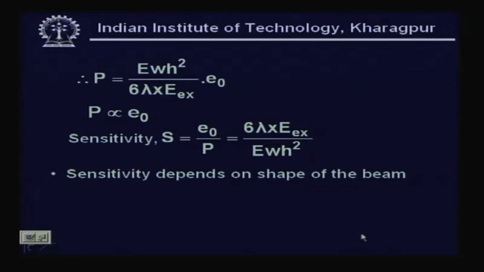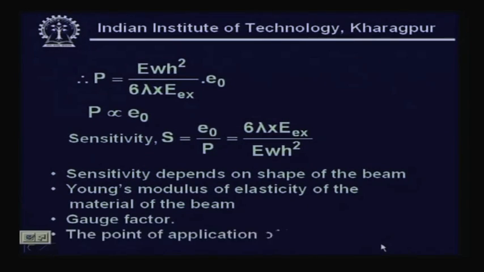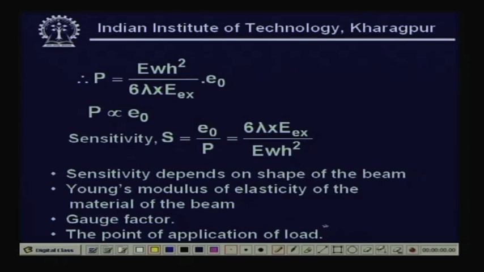Sensitivity depends on the shape of the beam. Shape means W and h, the point of application of the load, the Young's modulus of elasticity of the material of the beam, and the gauge factor, because x is the point of application of the load. So, it looks like this. You see, this is our x, this is lambda, this is W h.